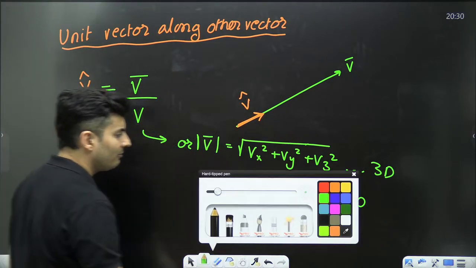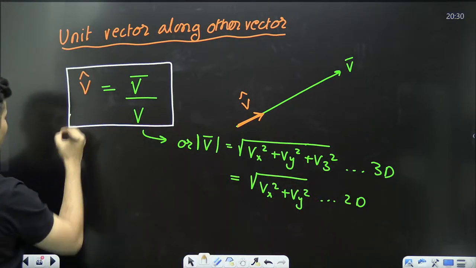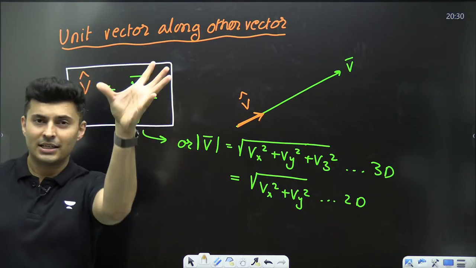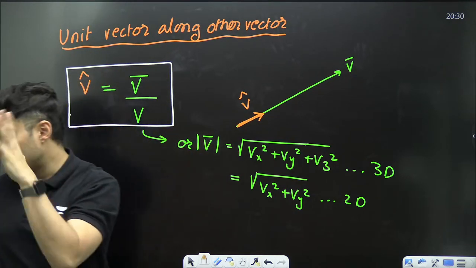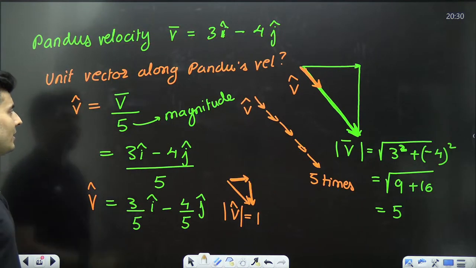Is this formula very, very clear in your heads? Did you understand how we use that formula in the previous question, my dear warriors? This is the formula. V bar, take the vector, divided with the magnitude. That's all. Exactly. So that's how you find unit vector along any other vector.